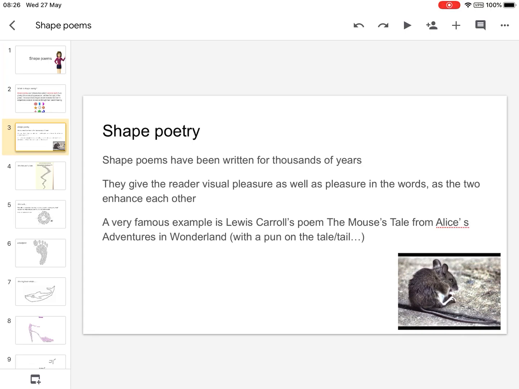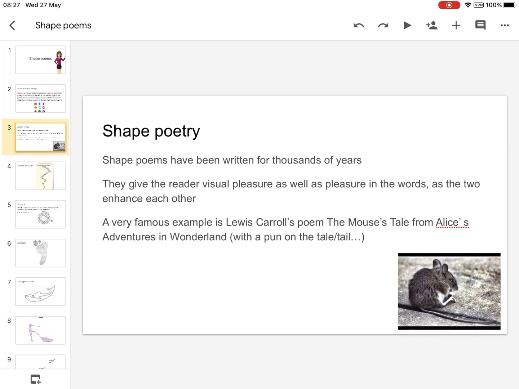And I think also that's why people like having a go at shape poetry, because you don't have to be a brilliant poet to write a decent shape poem. You just have to have an idea and be able to execute the idea simply and successfully.